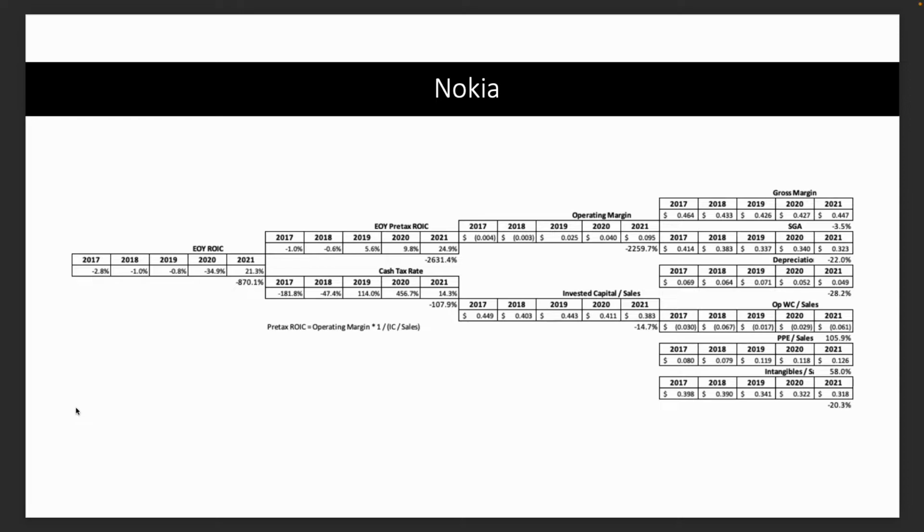Now, when we look at Nokia, we also see that it wasn't just a straight line, meaning negative 2.8 to negative 1 to negative 0.8 to negative 35 to 21.3. All of that positive ROIC improvement occurred in 2021. It was negative for 4 years going into that. Okay, this is what I mean by starting to talk about the intermediate trends. So next, we start looking at the 3 drivers.